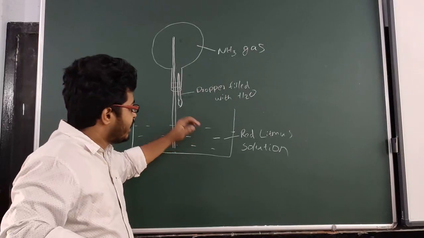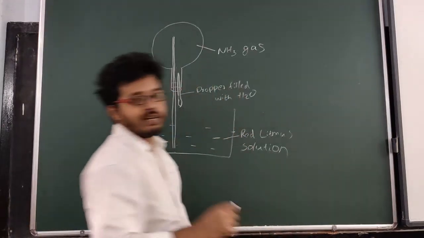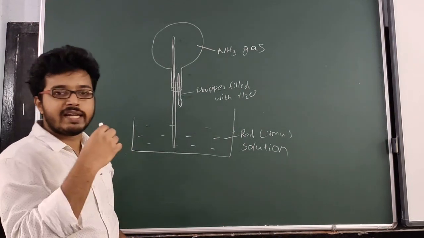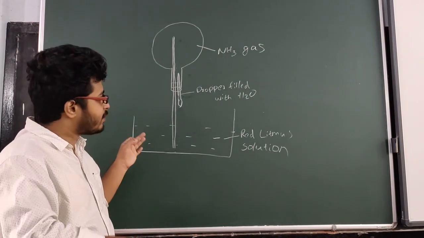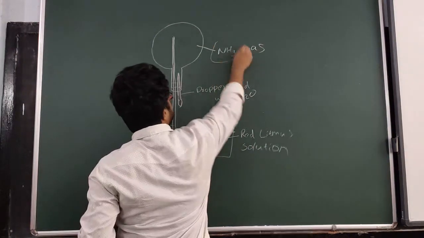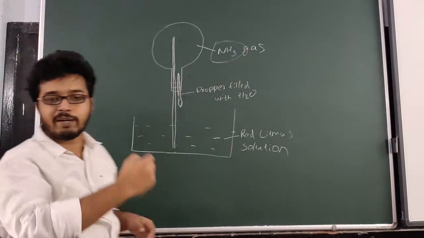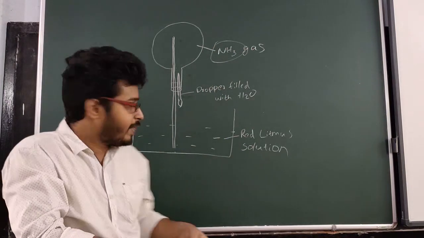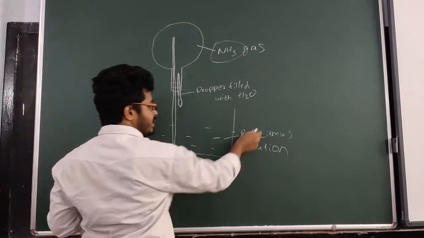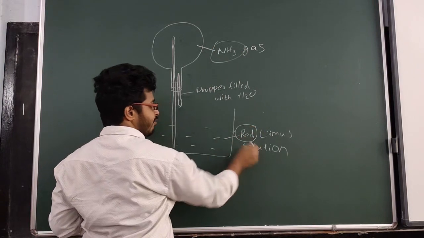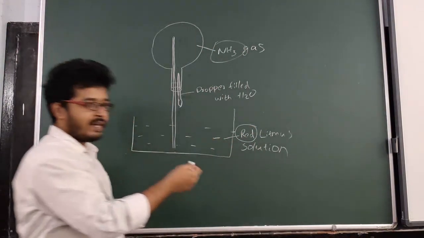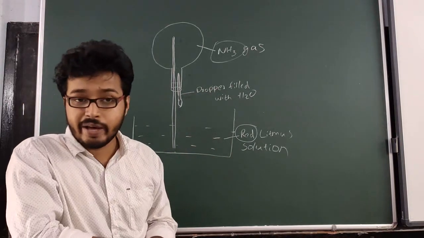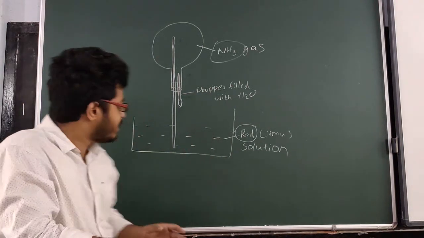So there are only two changes in the diagram between the red fountain experiment and the blue fountain experiment. One is the gas in the flask: in the red fountain experiment it will be HCl, in the blue fountain experiment it will be ammonia. The next change is red litmus solution for the blue fountain experiment, and blue litmus solution for the red fountain experiment. Okay, I hope you remember this.